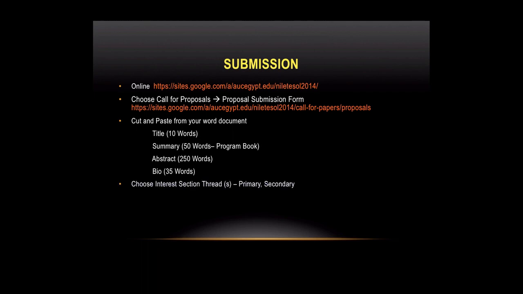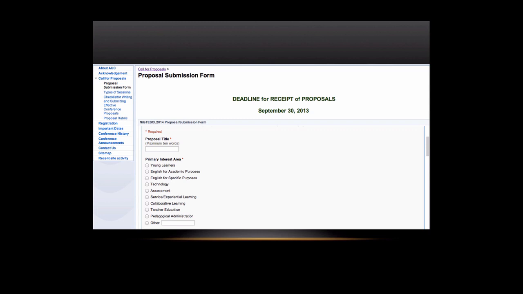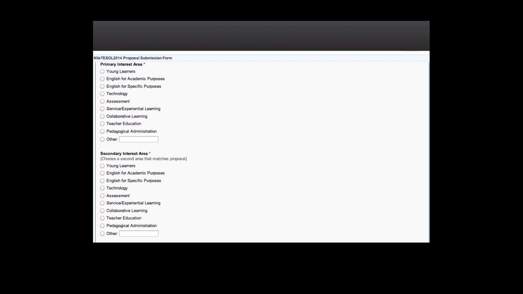Then you're going to choose your interest section threads. You can choose up to 2. The session type, the equipment that you need, and your contact information. So now I'm going to show you the proposal submission form, again under call for proposals in the conference site. Again, you're going to put your proposal title, your primary interest area, and second interest area.